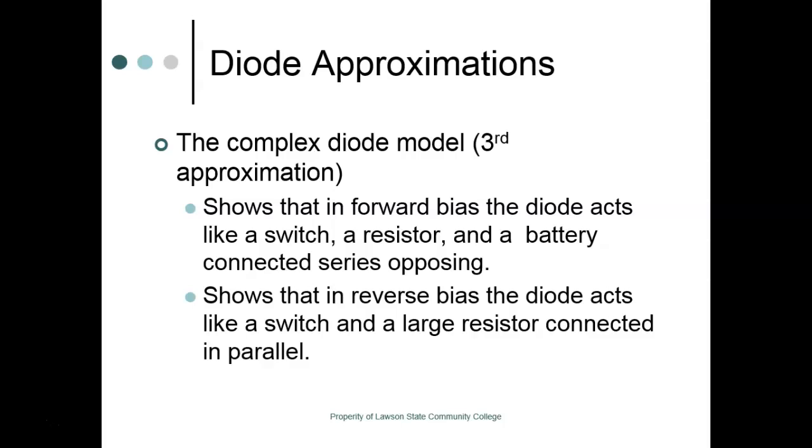Now, if I was an engineer and I needed to know the resistance of the diode, what it dropped at different current levels, then we would use the third approximation. Most of your engineers are using this. It shows that forward biased, the diode acts like a switch with a very small resistor. So what that means is, as the current flow goes up through the diode, the forward voltage drop actually goes up, but it's not going to be much.